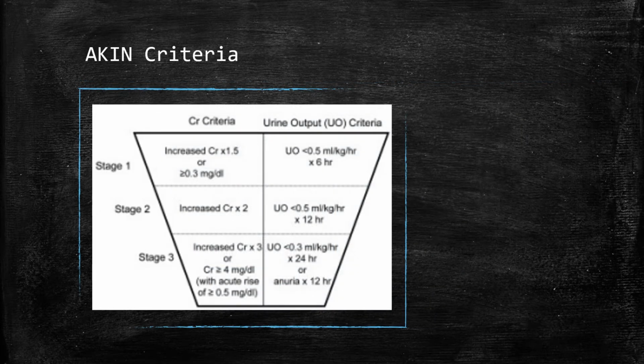The other common classification system is the acute kidney injury classification criteria. This is very similar to the RIFLE criteria we just looked at. This system makes some minor tweaks to the creatinine and urine output thresholds for the various stages. This system also eliminates the loss and end-stage renal disease categories as well.